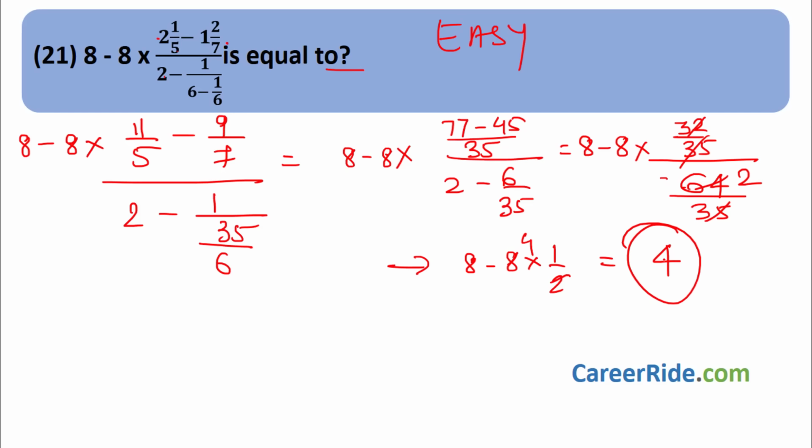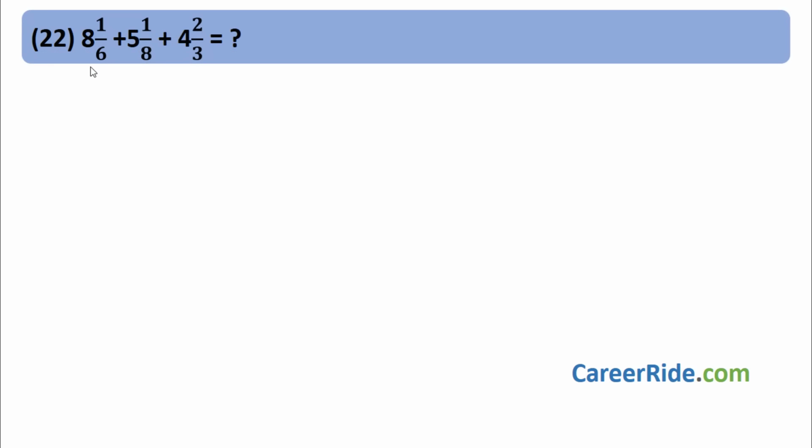Moving to question number 22. 8 1 by 6 plus 5 1 by 8 plus 4 2 by 3 equal to. Now let us see a very simple tip to solve such kind of sums. You can convert it into normal fractions and solve it, but let us see another way. Just take 8 plus 5 plus 4, that would be 13 plus 4 is 17.